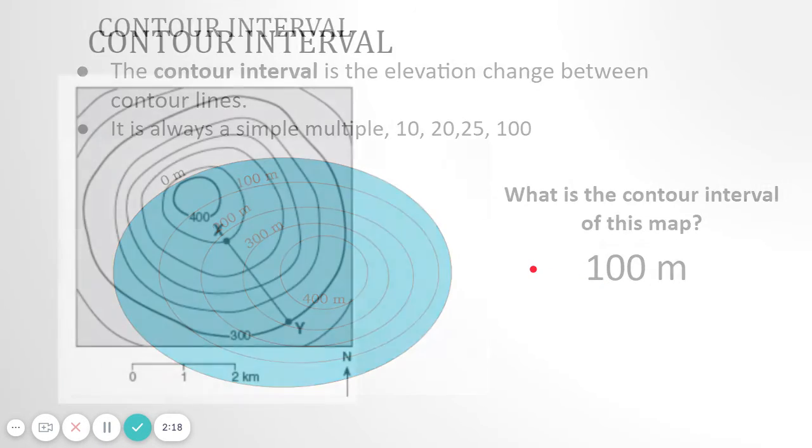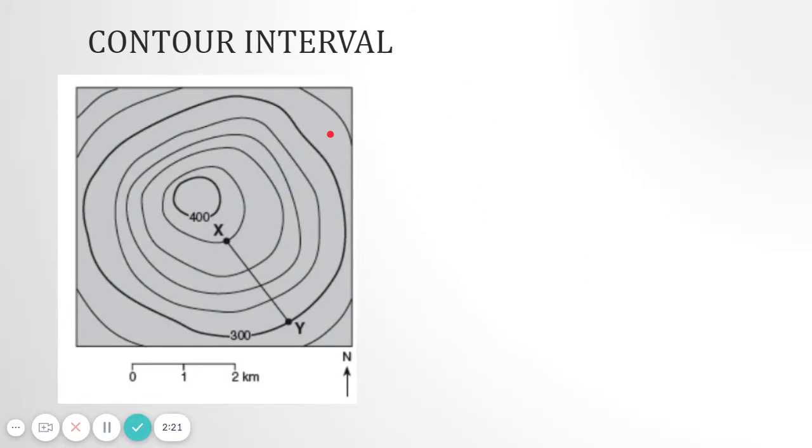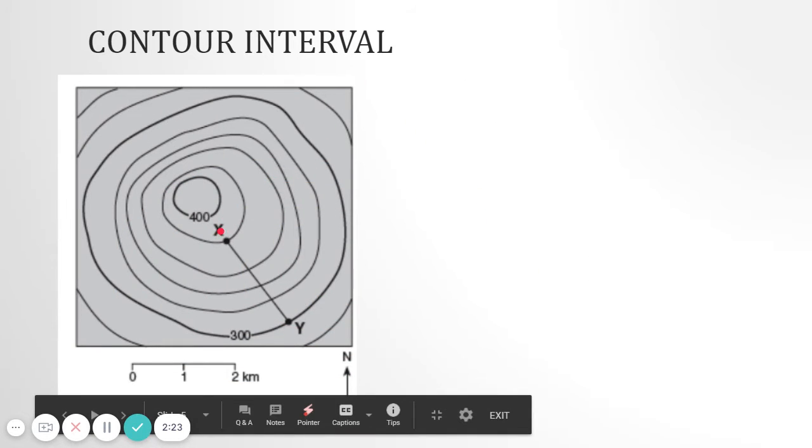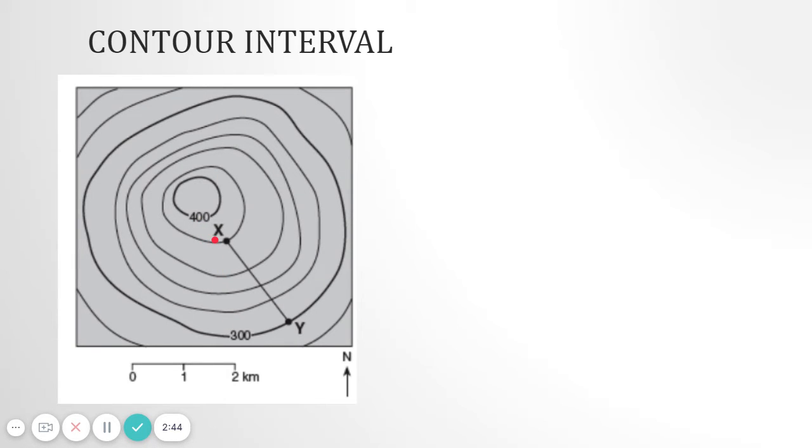So let's do another example. Here's another map. What's the contour interval here? So I have 2 points, X and Y. I have 2 labeled elevations. So this is an elevation of 300. This is 400. And we need to figure out what each of these lines is going up by. So there's 5 spaces in between here. The difference between these two numbers is 100. So 100 divided by 5 is 20. So that means each of these lines is going up by 20.